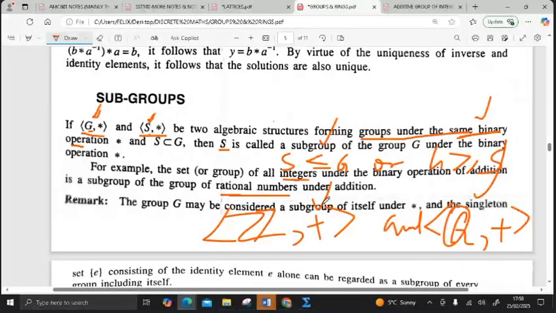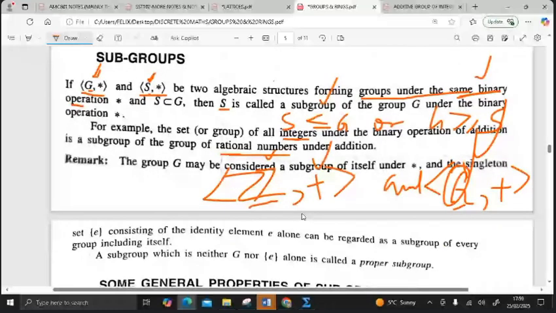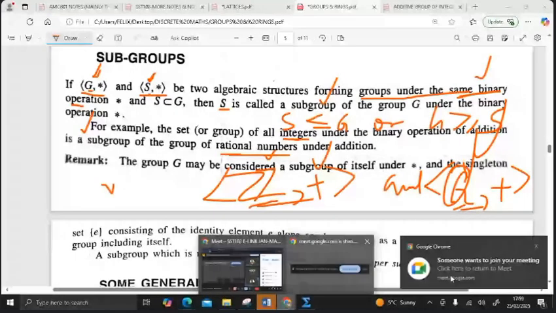And we're given an example: the set of all integers under the binary operation of addition is a subgroup of the set of rationals under addition. Because every integer is a rational number. And each one of these, the set of integers equipped with this, and the set of rationals equipped with that, is a group in its own right. Each one of these satisfies the four properties.